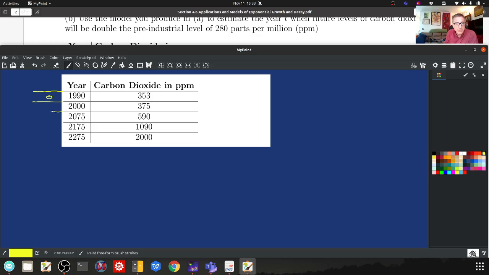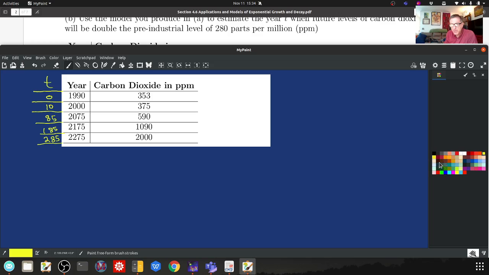So this is the t value. Our year 2000 is going to correspond to 100 years that passed. And in 2075, 175 years have passed. In 2175, 275 years have passed. And in 2275, 375 years have passed since our very first observation, which we're saying happens in 1900.